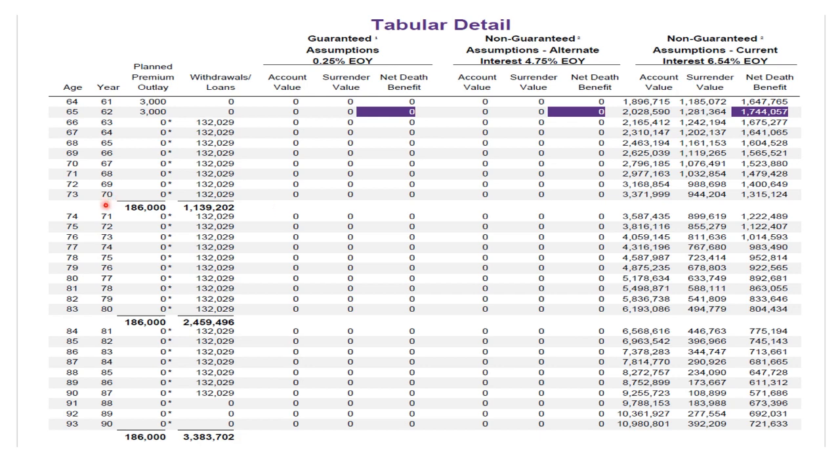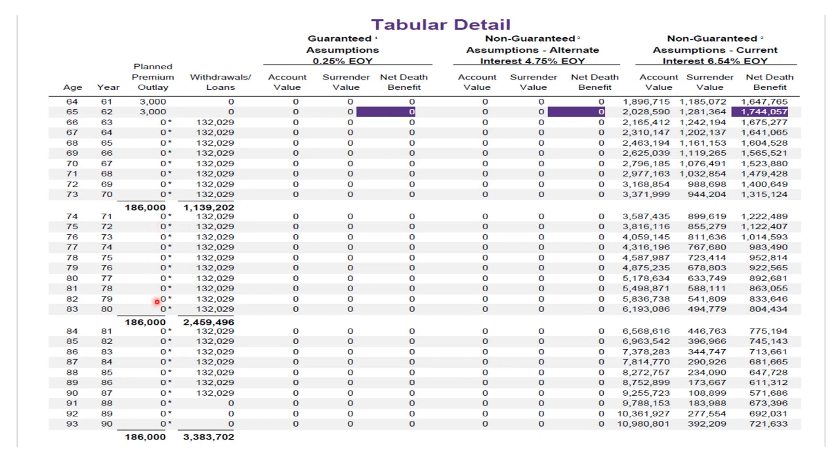So, if you look at age 73, year 70 of the policy, the payments have already stopped at age 65. You have already received $1,139,202. So this is the added value of having an IUL policy because you get more out of it than what you actually put into it.